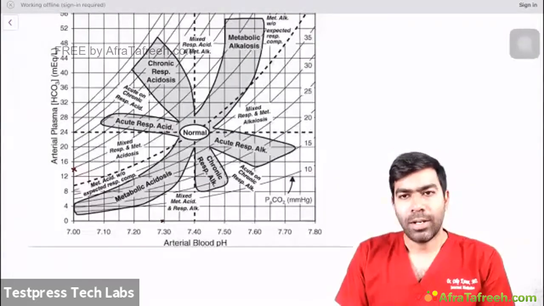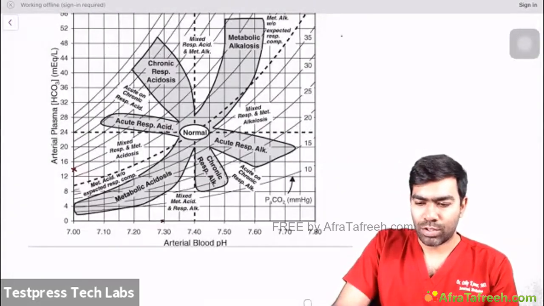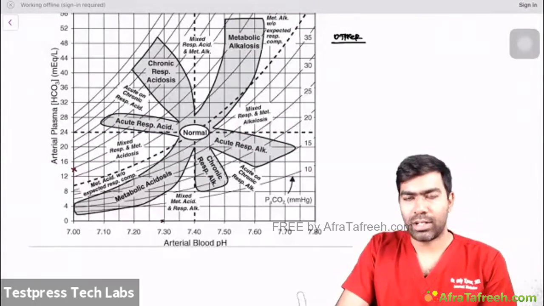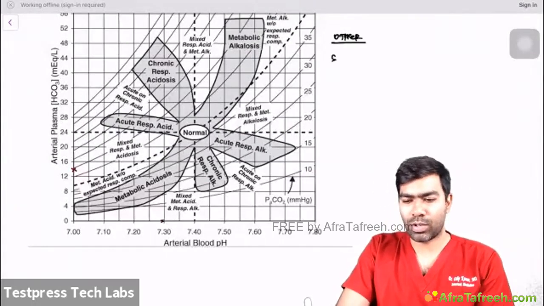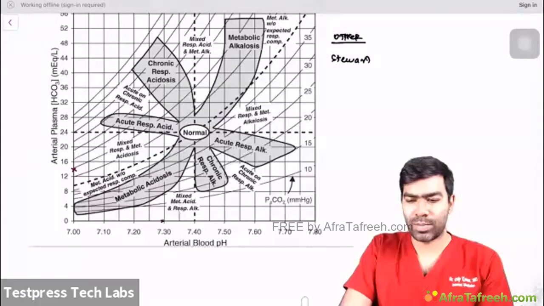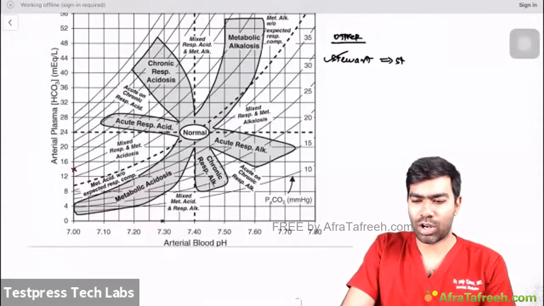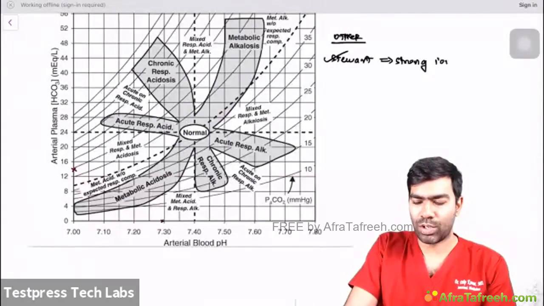Yes. Then there are some other methods also for ABG. One important method they might just ask as an MCQ is something called the Stewart method. The Stewart method is based on something called a strong ion difference. In reality, we don't use that.